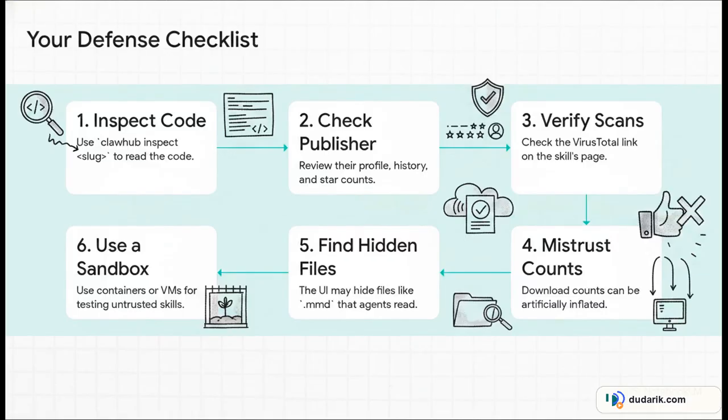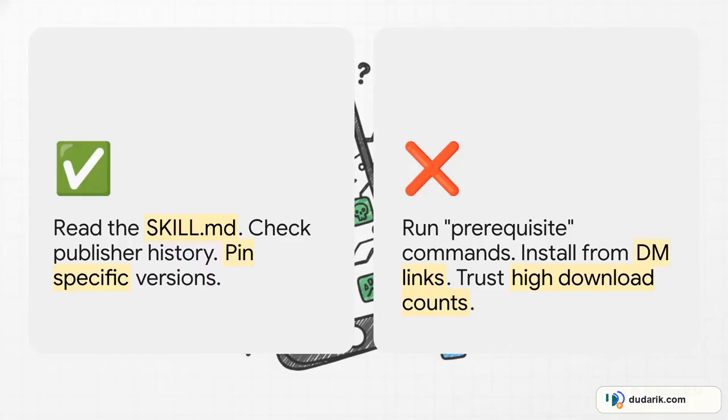This checklist right here, this is your guide. Before you install anything, you have to inspect the code. Look at the publisher's history, check the VirusTotal scan results, and never, ever, ever trust download counts. They are so easy to fake. And always remember, there might be hidden files, so if you're even a little unsure, test the skill out in a safe, isolated environment first. Look, to put it really simply, do your homework, read the documentation, check out the publisher, and lock your skills to specific versions that you know are safe.